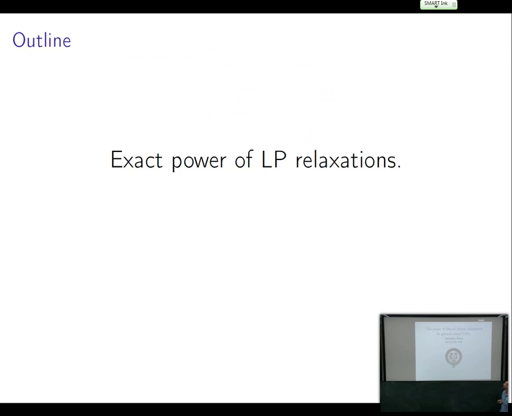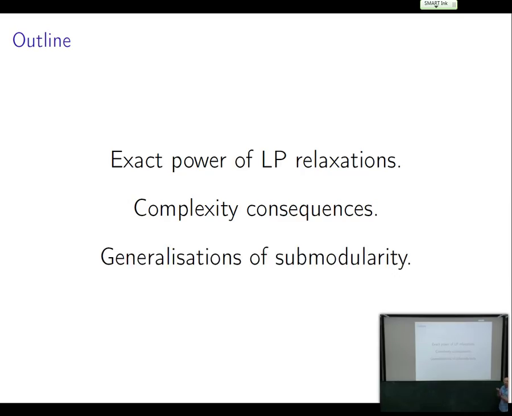Okay, thank you. So in this talk, I'll be mostly interested in the question of which optimization problems can be solved exactly using linear programming. And this will have some computational complexity consequences. And it doesn't have anything to do with rigidity, as far as I know. But on the way, we'll see some generalizations of submodularity.